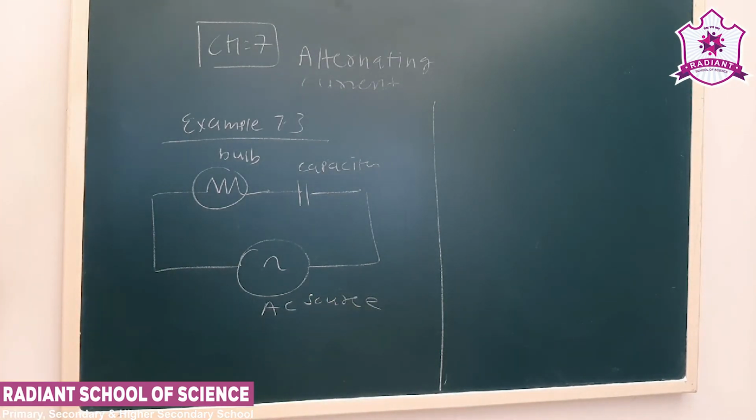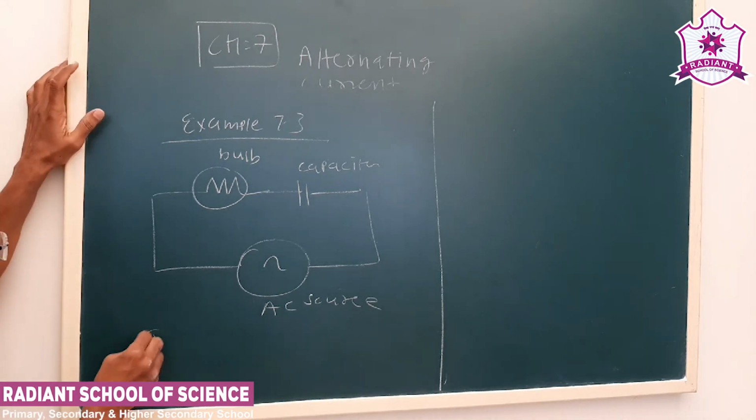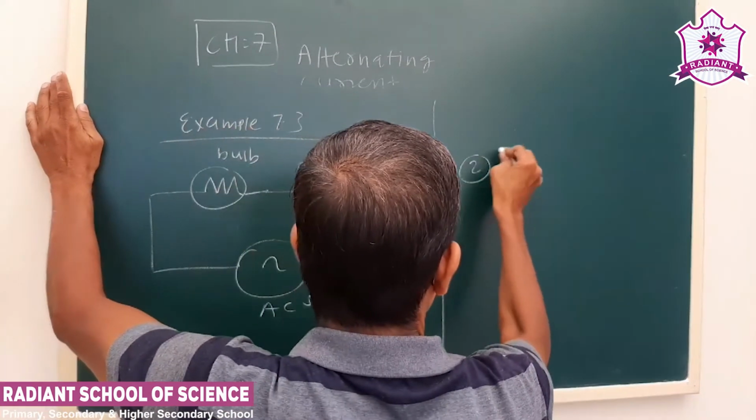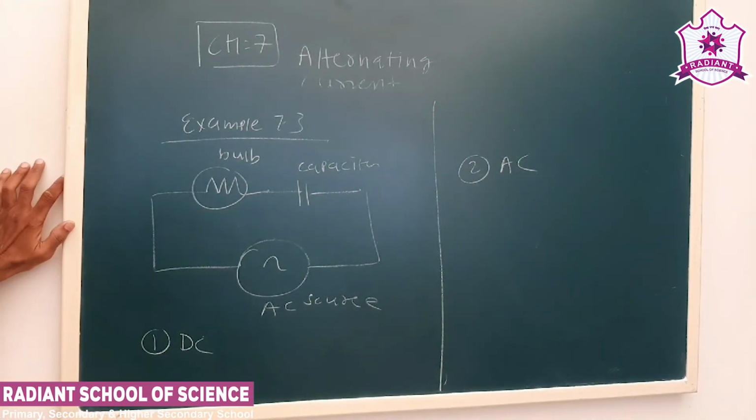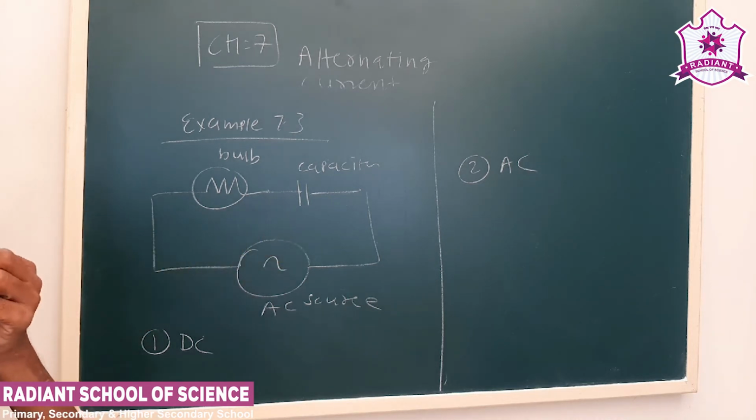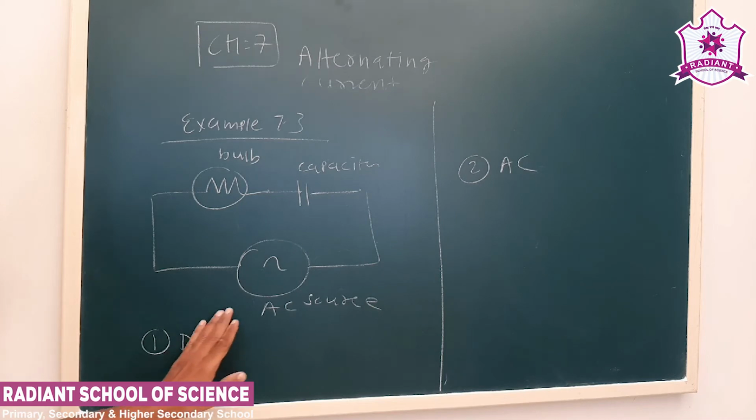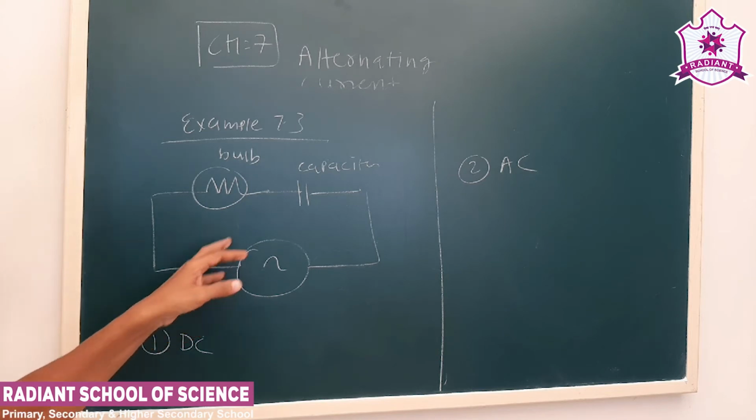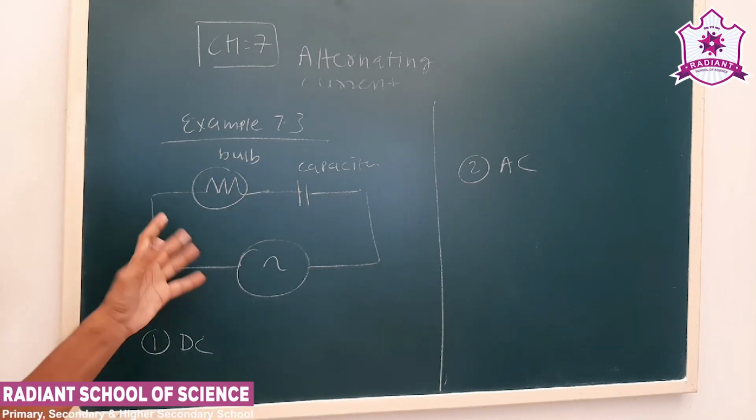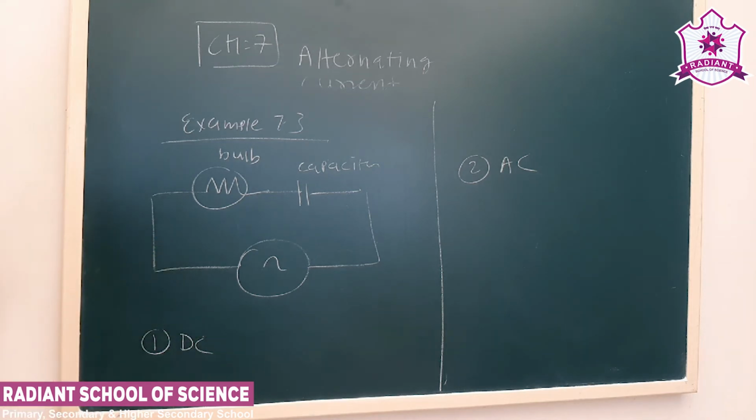Okay, it is given as an AC source. Now we have to discuss the cases: first for the DC, and second for the AC. In a DC source, once the capacitor is charged, all the voltage goes to the capacitor, no voltage for the bulb, so the bulb will not glow.